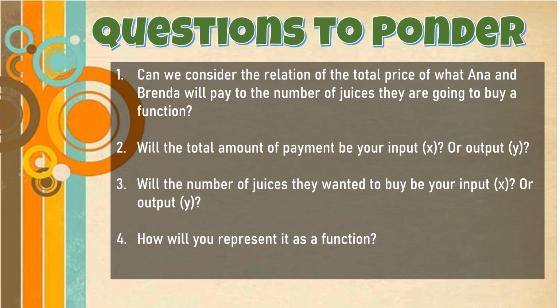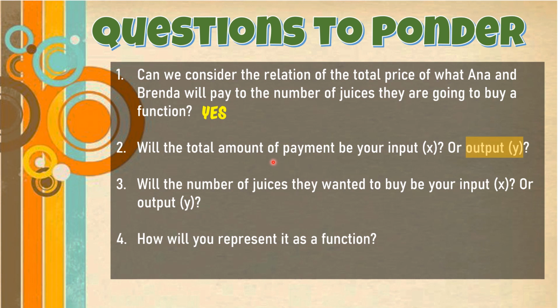Okay? With the situation a while ago, we have here the questions. So can we consider the relation of the total price of what Anna and Brenda will pay to the number of juices they're going to buy a function? So based on the diagram, the answer is definitely a yes. So number 2, will the total amount of payment be your input x or output y? What do you think is the answer? So the answer here is output.